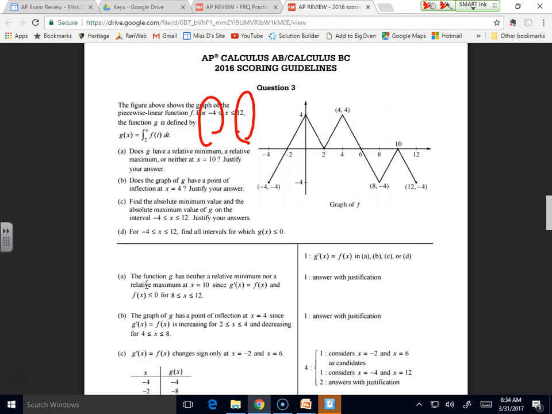If you look at this, FTC part 2, just like the other one, to find G prime, take the derivative of the integral. There's not even an extra piece. The derivative of the integral would be f of x, so we can say f is G prime. So we can think about this as the graph of the derivative of G, which means to find the critical points, all I need to do is find the zeros. How many are there? Let's test all of them. No. Which ones are relative extrema?